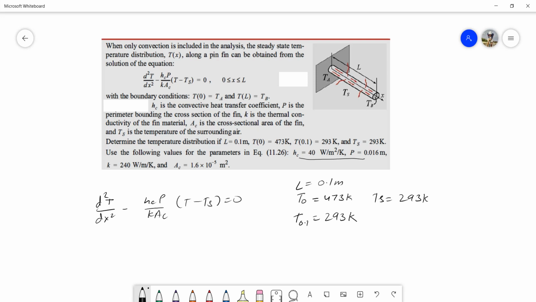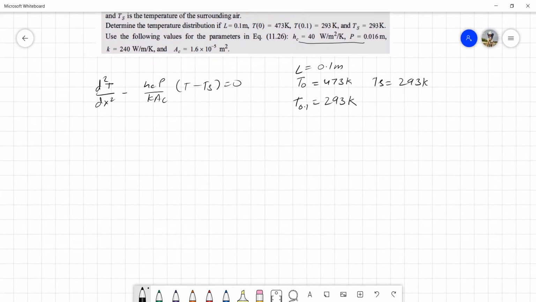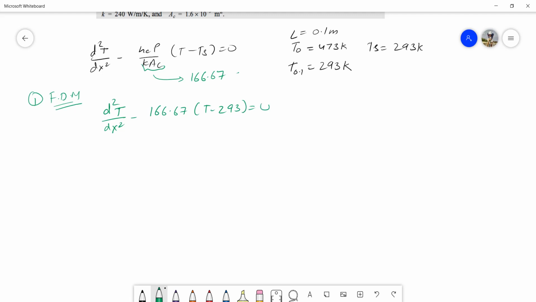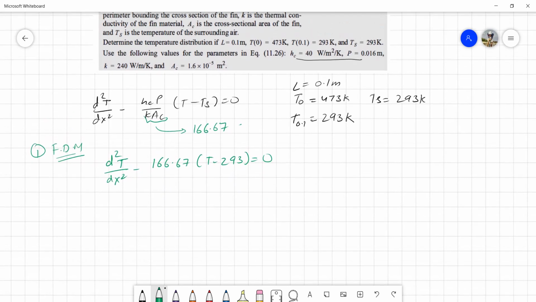So the first method which we'll be solving is the finite difference method. Now in this we substitute the values of all the parameters which are given to us: hc, perimeter, Ac, and k. If we substitute these values, the differential equation is d square T by dx square minus 166.67 into (T minus 293) equal to 0. Clear?